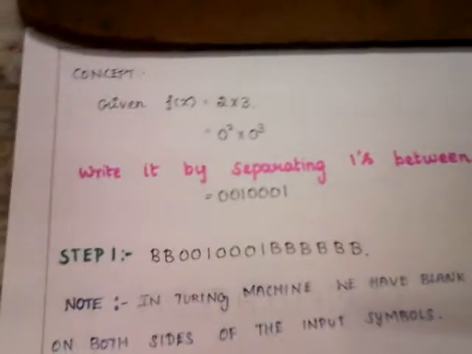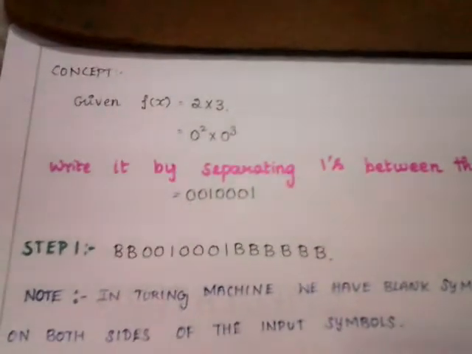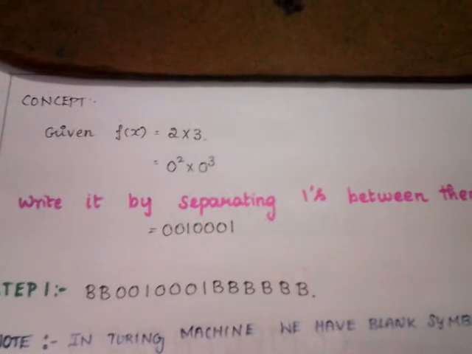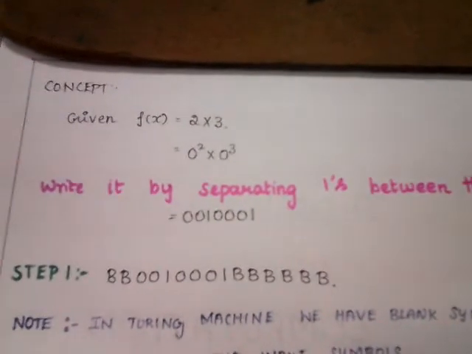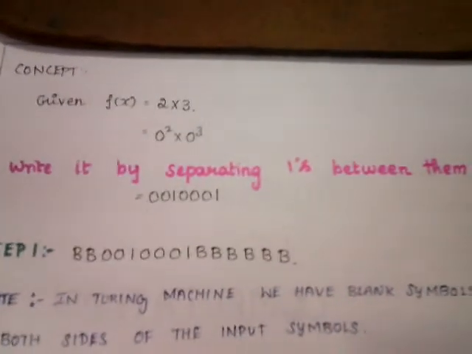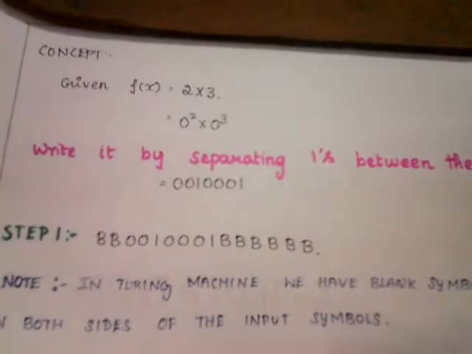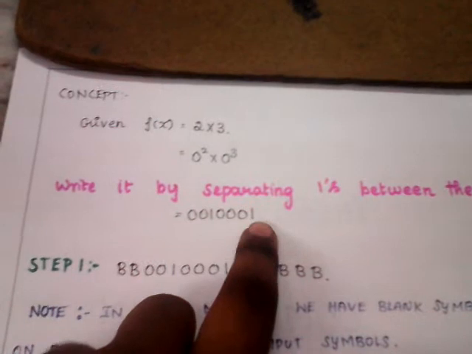First of all, we have to discuss the concept we are going to follow in the multiplication in Turing machine construction. Let us take an example: f of x is equal to 2 into 3. Whatever numbers we take, we have to raise 0 to that power. So 0 power 2 into 0 power 3. Write it by separating them with a 1. So we can write it as 0 0 1 0 0 0.